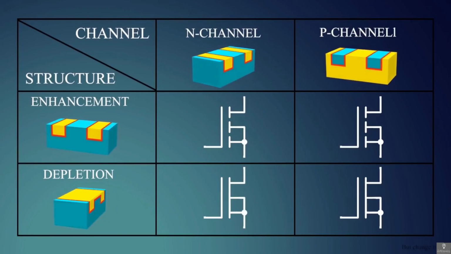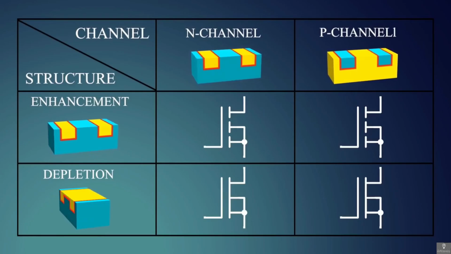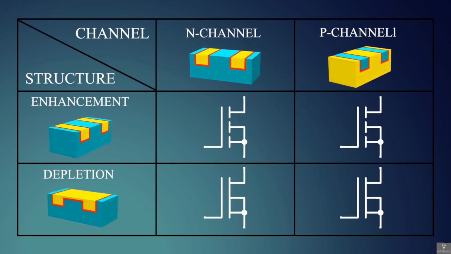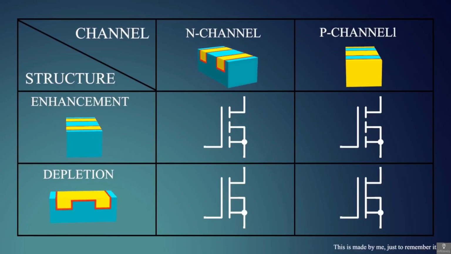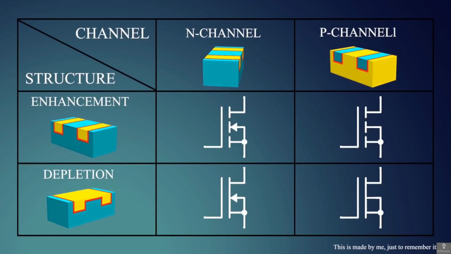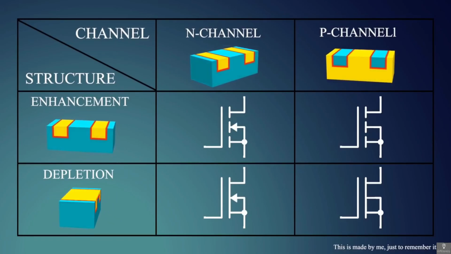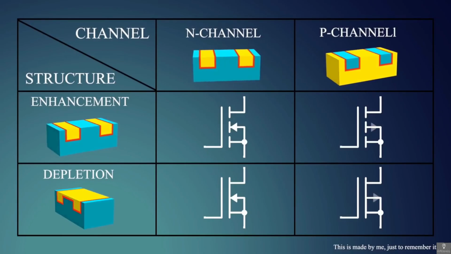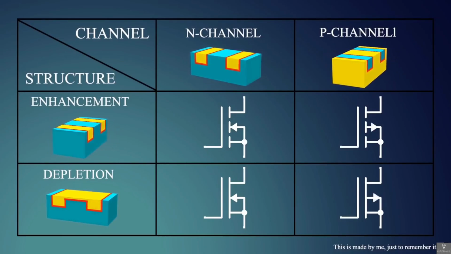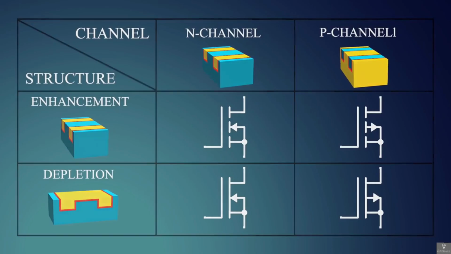If the lines are broken, then it's enhancement type as the channel needs to be formed. Else if it's one solid line, then the channel is present and it's depletion type. If the arrow is pointing towards the substrate, then it's N-channel, or the electrons flow towards the gate to form an N-channel. Otherwise, it's P-channel, or the electrons flow away from the gate to form a P-channel.